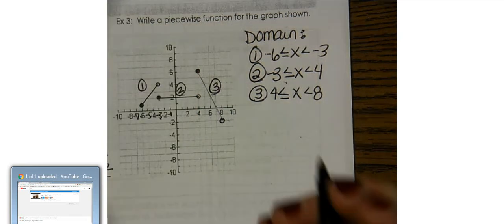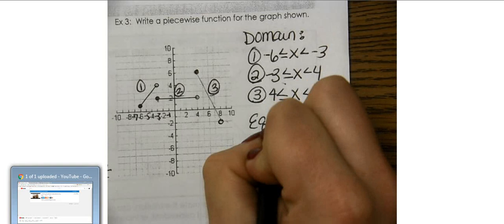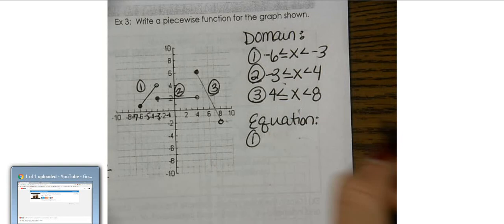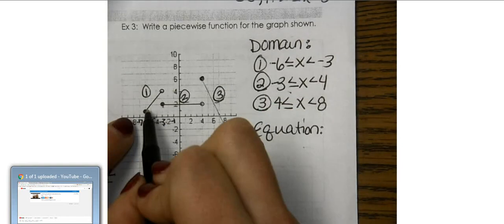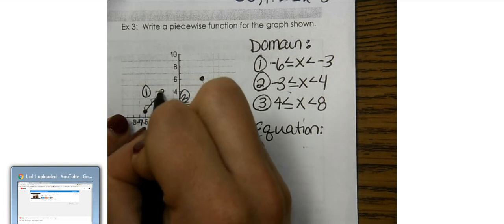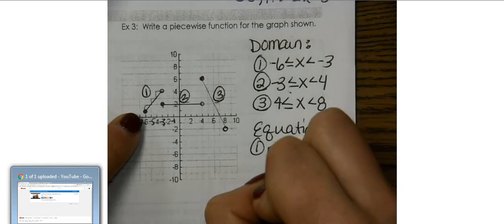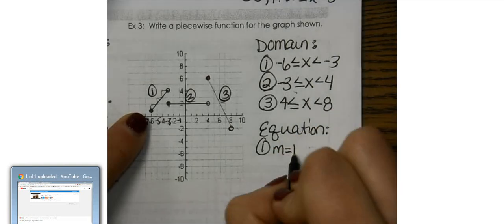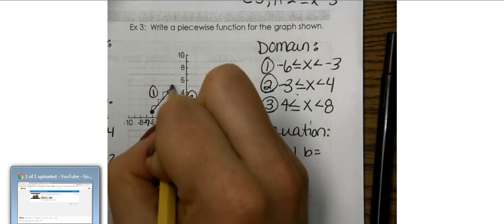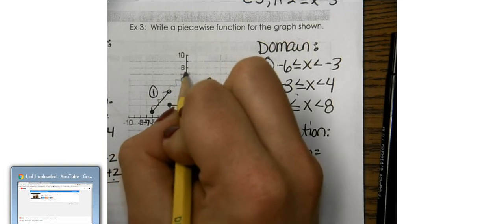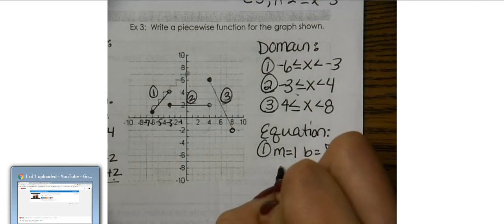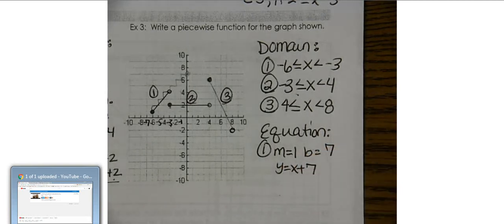Cool, I have my domain pieces. Now I'm going to write my equations. So we're going to write the equation for each piece. I can identify the slope here, and it appears to be 1, rising 1, running 1 to get to each value. So my slope is equal to 1, and I need to extend in order to find my b value. So I'm going to rise 1, run 1, rise 1, run 1, rise 1, run 1, and it appears as if my b value is the number 7. So y is equal to x plus 7 is my first equation.